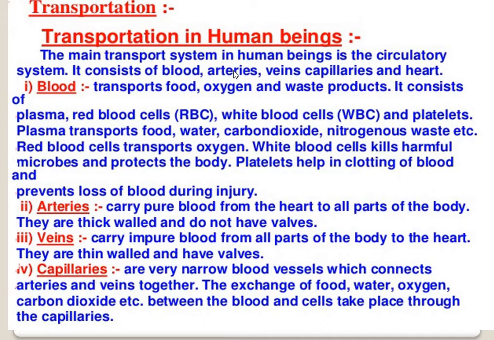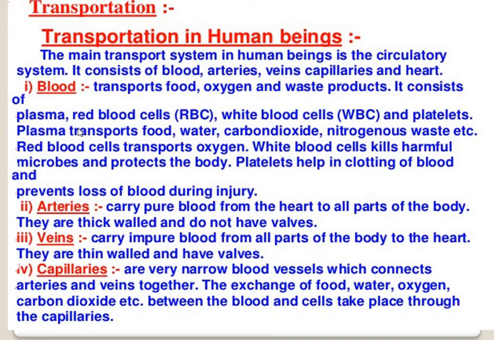The main transport system in human beings is the circulatory system, and it consists of blood, arteries, veins, capillaries, and the main pumping organ, that is your heart. So what is the work of the blood? Blood is the main fluid in our body, or we can say it is the medium which transports food, oxygen and waste products.